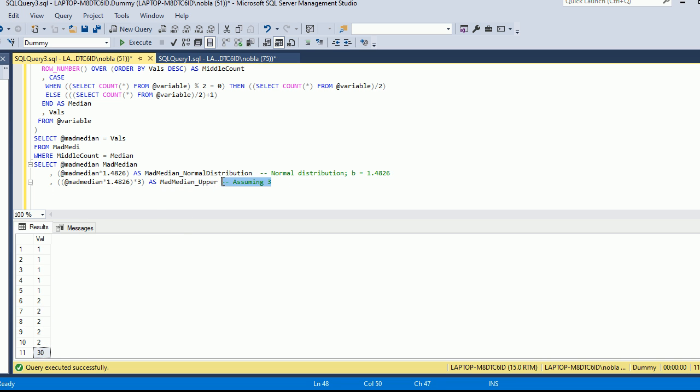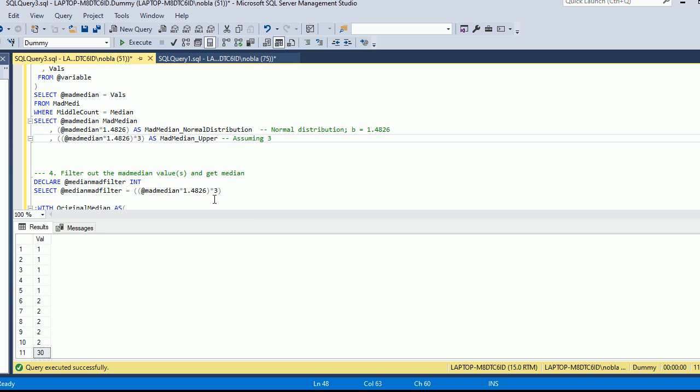I'm assuming it's 3. Keep in mind, it's just like with outliers. Sometimes we might assume anywhere from 2 to 3, right? We could say 2.5, we could say 2, etc. But in this case, I'm going to go with the assumption that 3 is going to be the upper bound. And so we'll output that in a second, and we'll see those values, and I'll explain them.